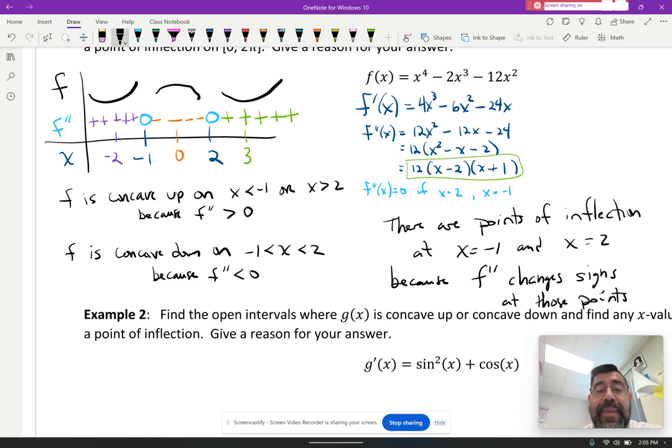And that's it. That's what the second derivative can help us with. It can help us find intervals of concavity and points of inflection. We'll come back in the next video and we'll do example 2.